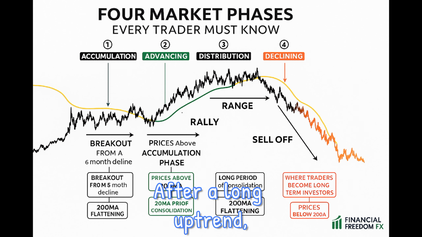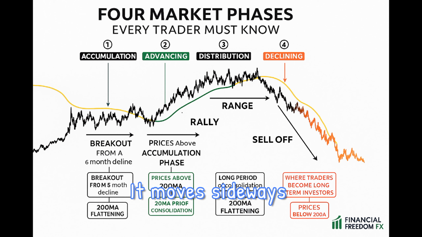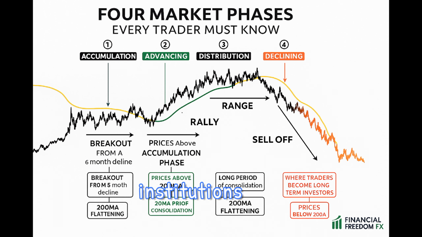After a long uptrend, price enters the distribution phase. It moves sideways near the top, volume becomes unstable, and the 200 EMA flattens again. This phase is tricky because price doesn't fall right away. But inside this range, institutions are offloading their positions slowly, without triggering panic.